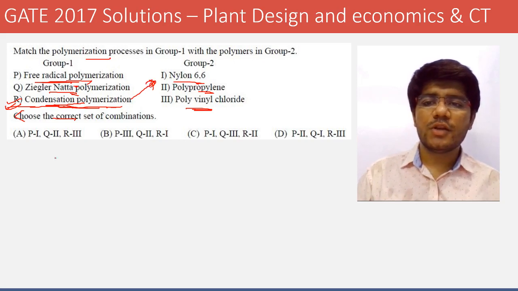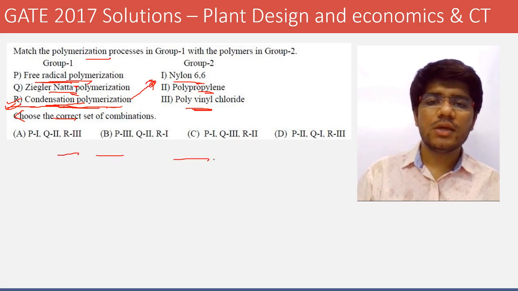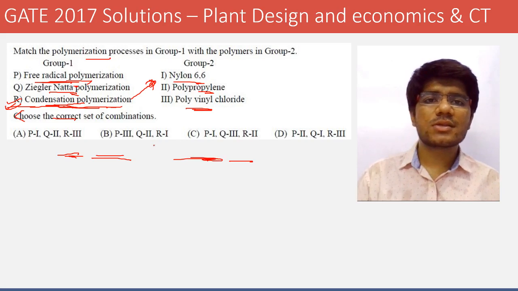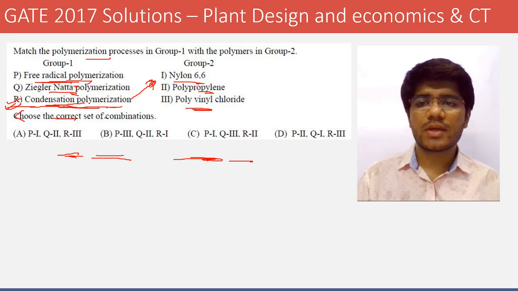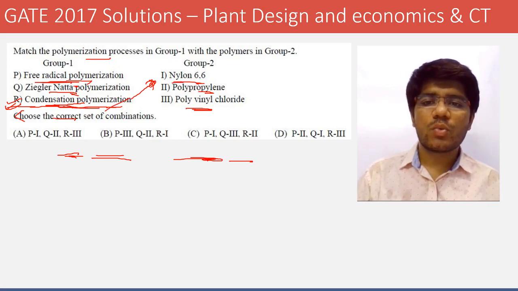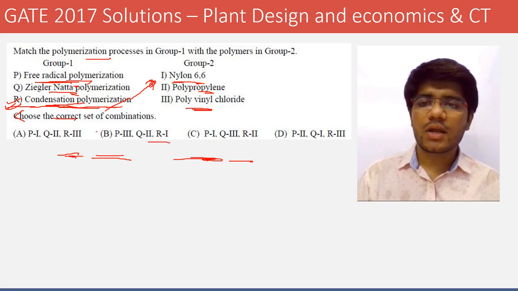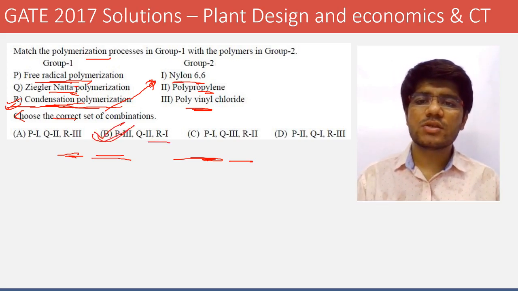When we add 2 compounds, we get nylon 66. Adipic acid plus one more compound we add, we will get nylon 66. So this kind of reaction is condensation polymerization. So in this, condensation polymerization is made for nylon 66. So we got R is equal to first, and we have R equal to first only in the B option. So this is the correct answer.